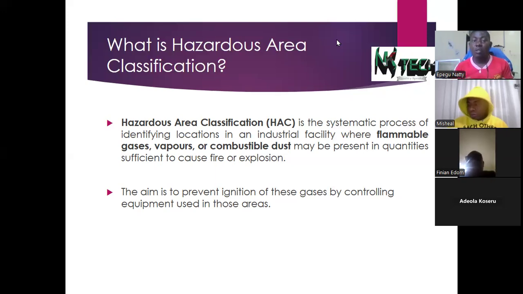So you understand the gist now. This is exactly what hazard area classification is all about. You identify the zones where you have all these gases. Now, before you identify the zones or the gases, you must have an idea of the kind of gases or the kind of fluid in that area.